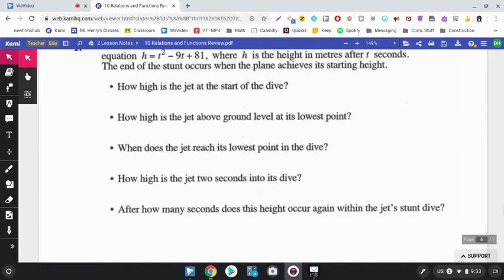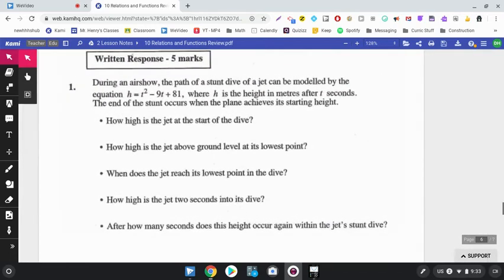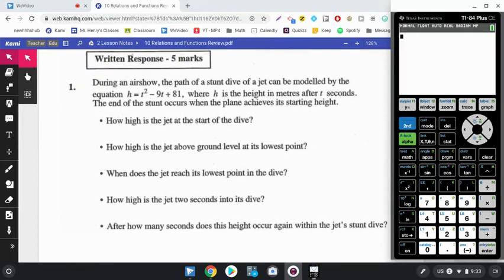How high? Blah, blah, blah. Well, let's graph it first, and then we'll go question by question. Go to my calculator. Go to y equals, the only place I can enter an equation, and I clear everything out. Oops. And now I'll type it in. It's t's, but I know I can do x's. X squared minus 9x plus 81.